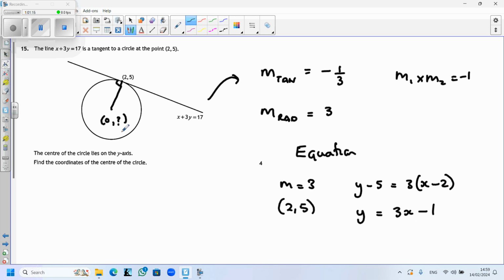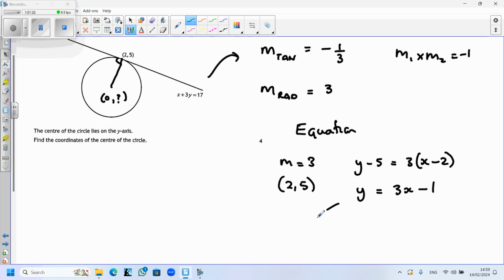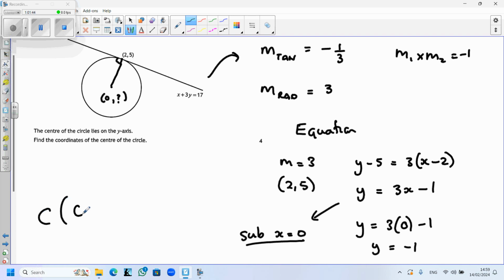So how does that help me then get this coordinate? Well, I know the x number is 0. So if I know the x number is 0, I can sub in there to work out the y coordinate. So we're going to sub x equal to 0. Why am I subbing x equal to 0 into that? Because I know that that was on the y-axis. So any point on the y-axis, x is equal to 0. So that means that y is equal to 3 times 0 minus 1. So y is equal to negative 1. So that makes the centre of that circle the point (0, -1).